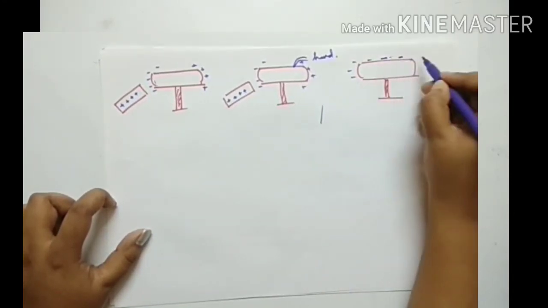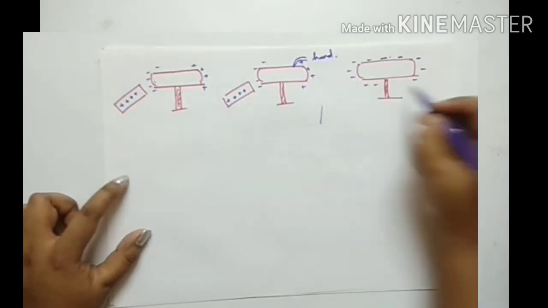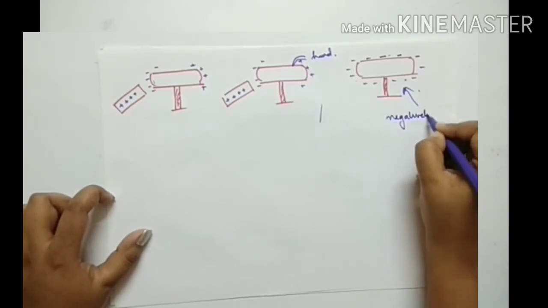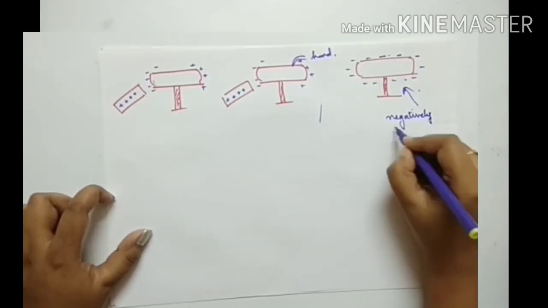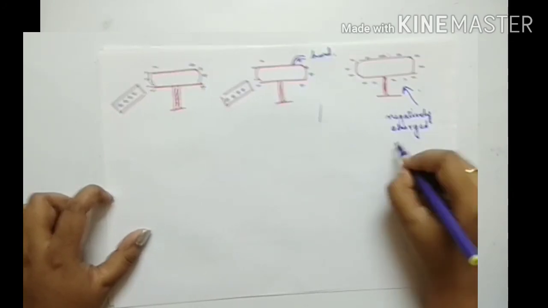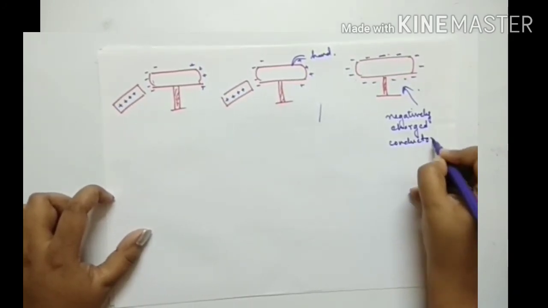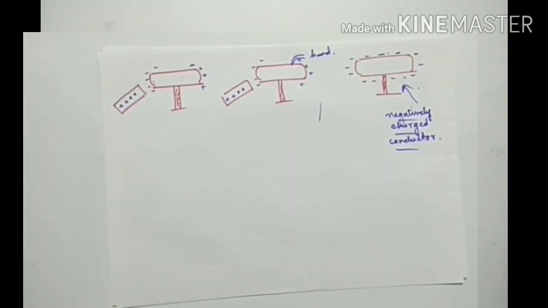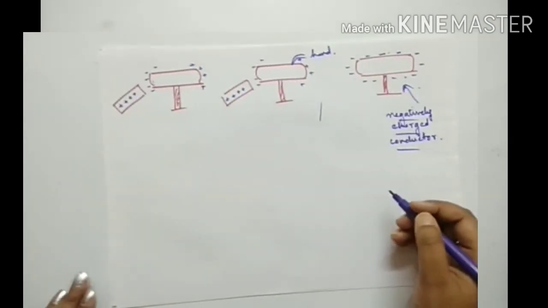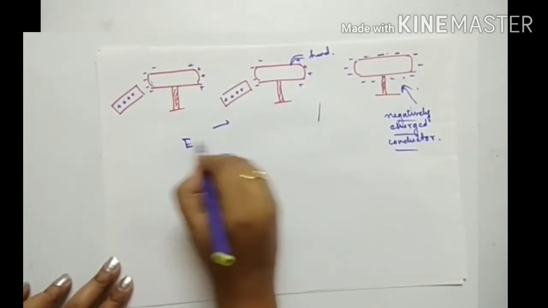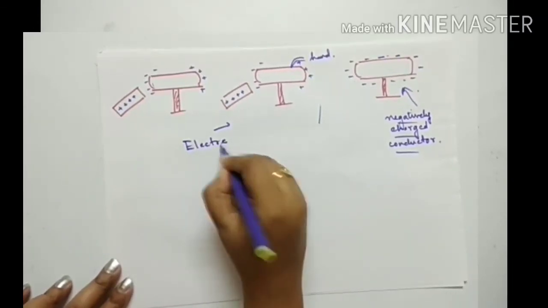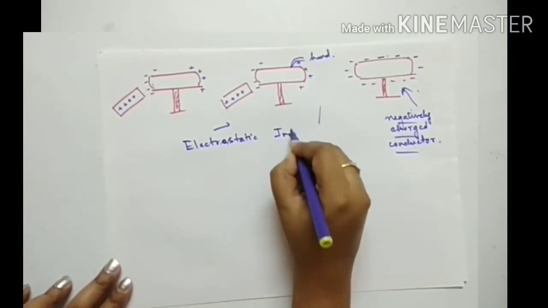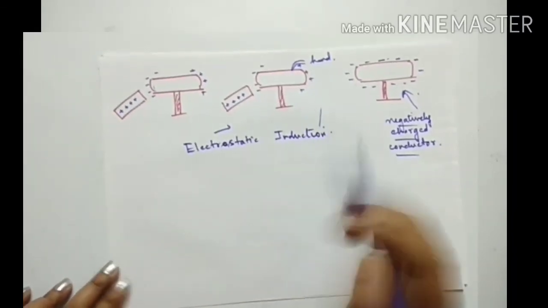What is left? All these negatively charged particles, and so this becomes a negatively charged conductor. This is how charging by electrostatic induction occurs. This was how a body was charged by electrostatic induction, that is, without touching.